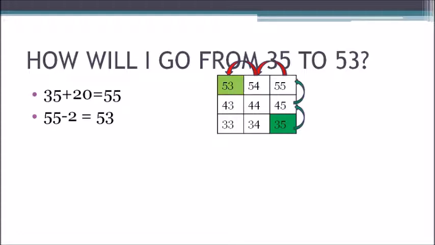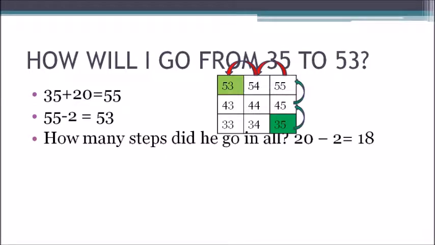And 2 steps towards the left means subtraction of 2 from 55, that is 55 minus 2 is equal to 53. Now let's see how many steps we have to take in this question. We took 2 steps up and 2 steps towards the left. We know 2 steps up means addition of 20 and 2 steps left means subtraction of 2. So how many steps did he go in all? 20 minus 2 is equal to 18.